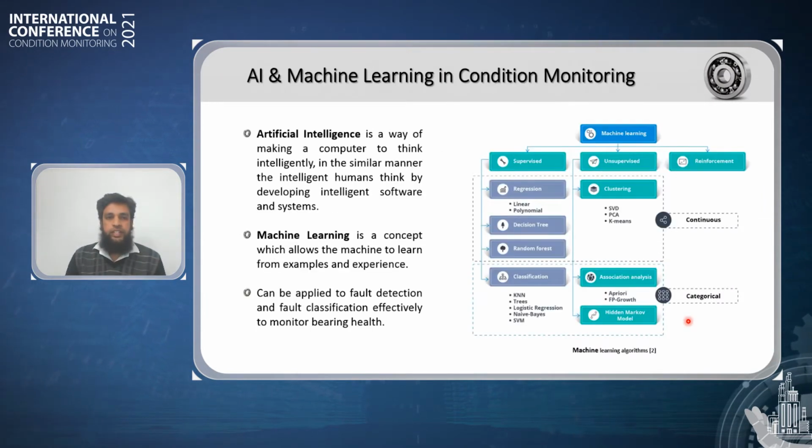Artificial intelligence and machine learning in condition monitoring. Artificial intelligence is a procedure of making a computer to think intelligently similar to human beings, and this is achieved by developing intelligent softwares and systems. Machine learning is a subset of AI and is a concept which allows the machine to learn from examples and experiences. It can be effectively applied to fault classification problems for bearing health monitoring.